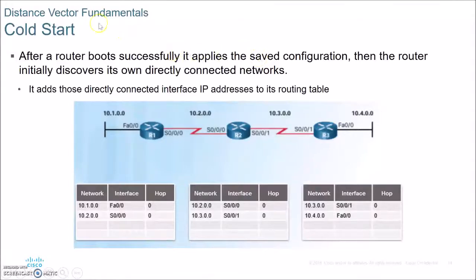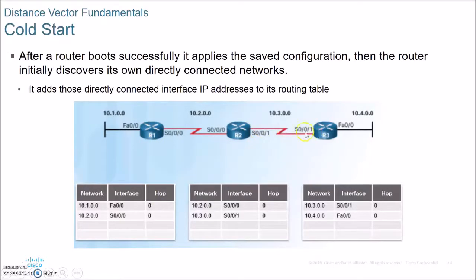Okay, let's look at how distance vector routing protocol works. First, during cold start, the router boots up. The interfaces were configured with IP addresses and no shutdown command was issued to bring up the interfaces. Then what happens to the routing table for these three routers?